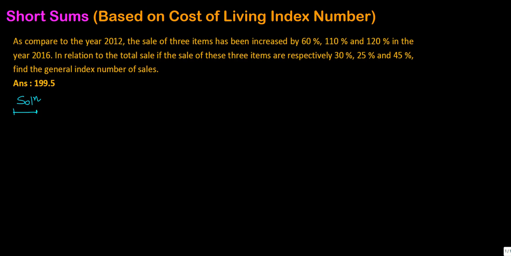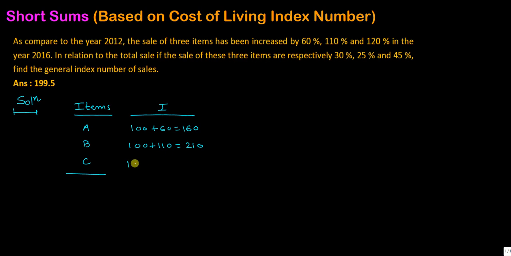Solution: first we have to take three items, write down items respectively 1, 2, 3 or A, B, C. You can take any one of A, B, C or 1, 2, 3. Now, index number increases 60%, 110% and 120%. So, 100 plus 60 equals 160 for item A. 100 plus 110 equals 210, and the last one 100 plus 120 equals 220.